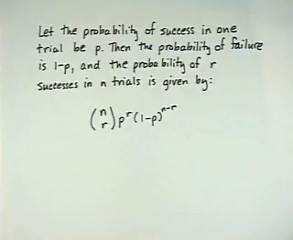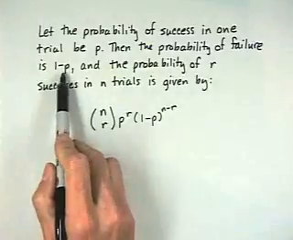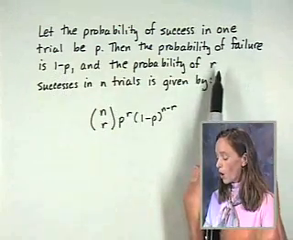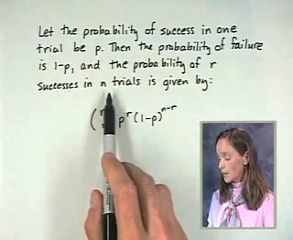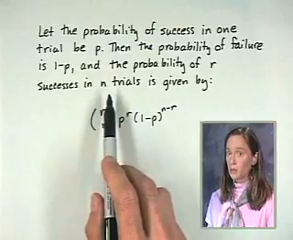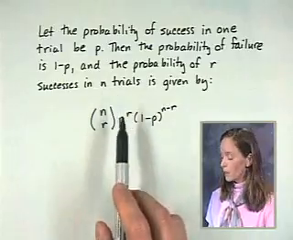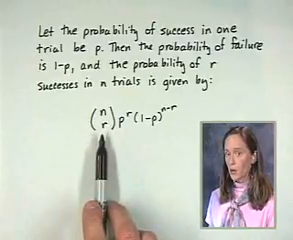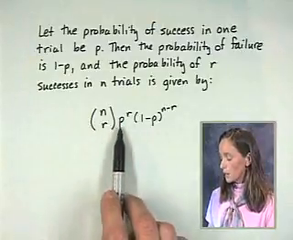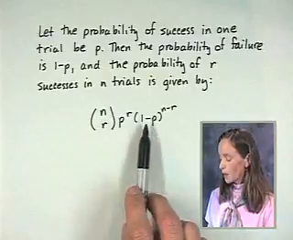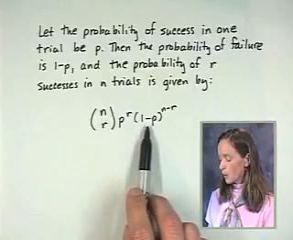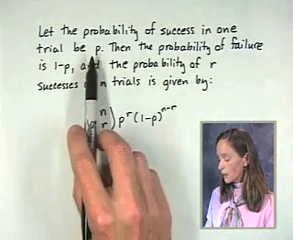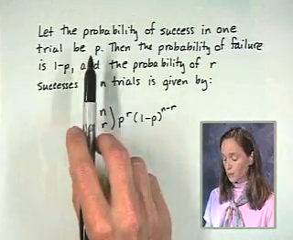The probability of failure is 1 minus that, like the complement formula. And the probability of R successes in N trials, remember there's only 2 possibilities in each trial, is given by this. This says N choose R, which is our combination formula, times P to the R power, times 1 minus P to the N minus R power. P is the probability of success in any trial.